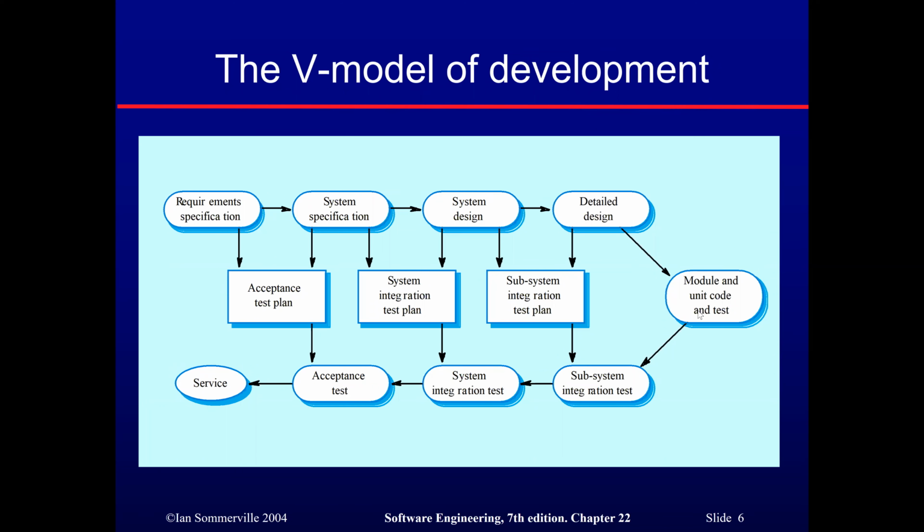And after coding and unit testing, you see the tests, starting from subsystem integration towards the acceptance test, are executed regarding the test plans prepared in the earlier stages of the software process. And after the acceptance test, of course, we deliver the product.